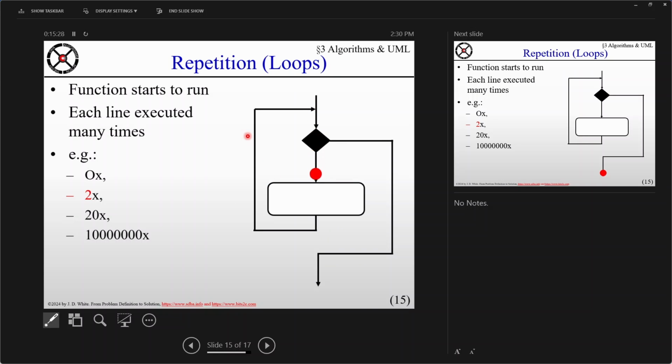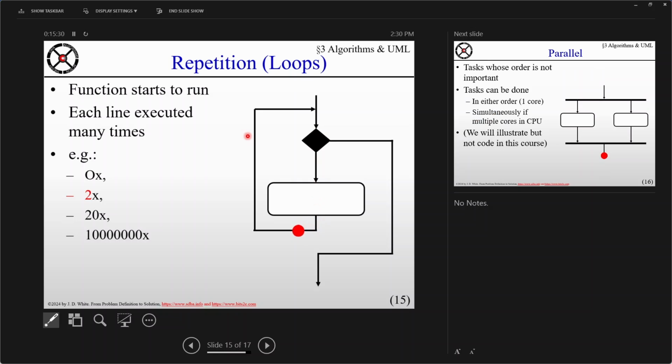A second one, repetition or loops. The function starts to run, and each line is executed many times. Each loop is going to be executed many times, for example, 0 times, 2 times, 20 times, 1,000,000 times, based on the data. So we're coming in here. Okay, we would come down here. We would look based on the data: how many times do we need to run this?